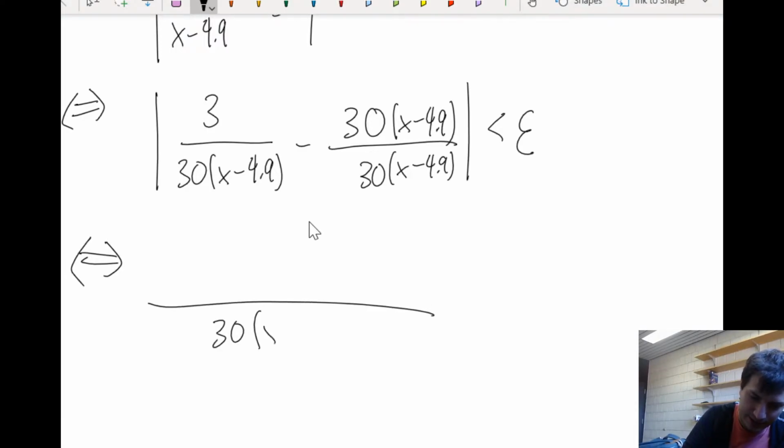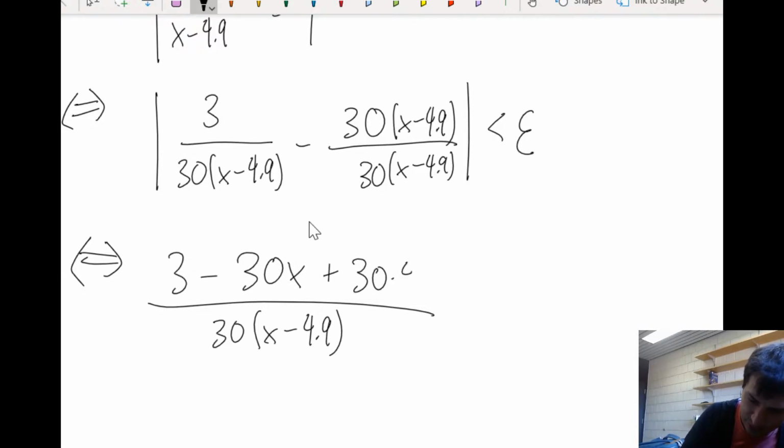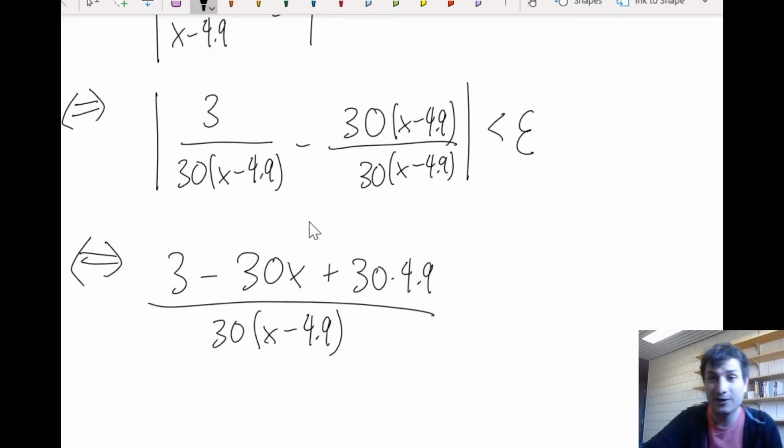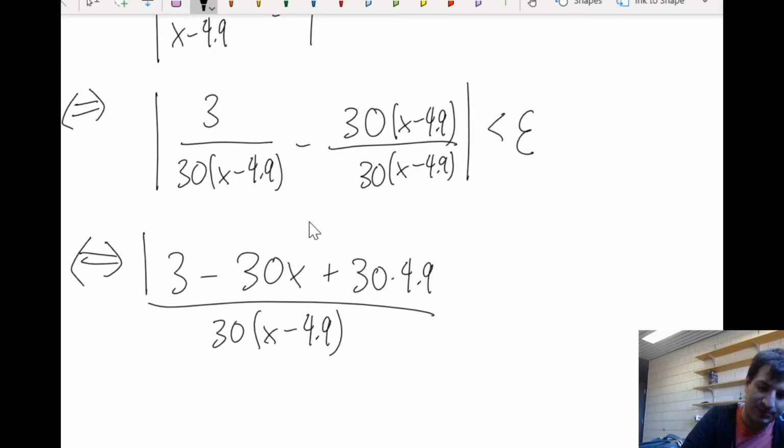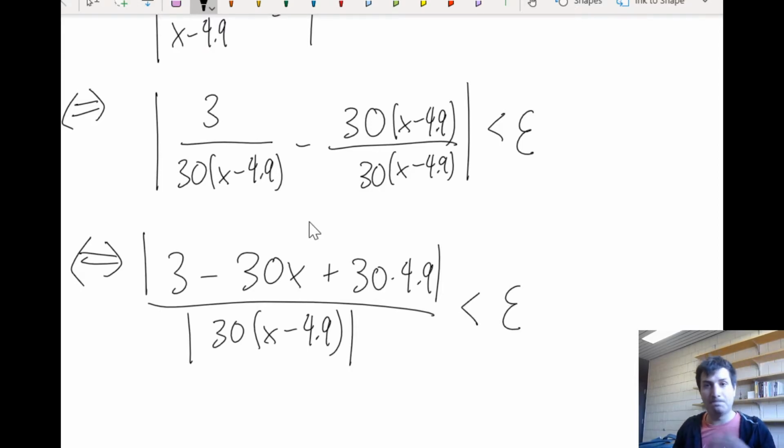30 times x minus 4.9. 3 minus 30x. Minus becomes a plus. We got plus 30 times 4.9. That's what's on the top here. It's all in absolute value, so I can just put the absolute values in like this. And I got an epsilon.